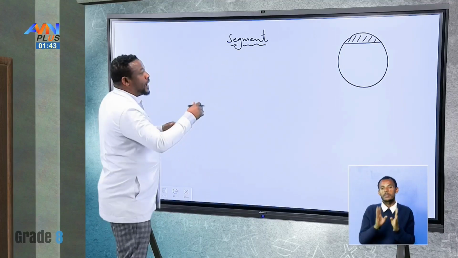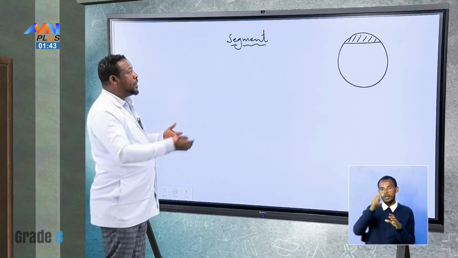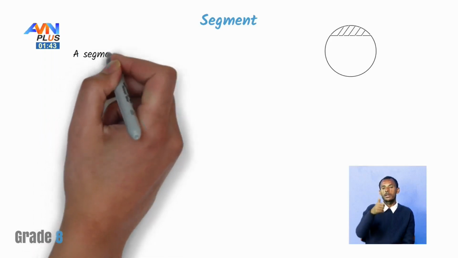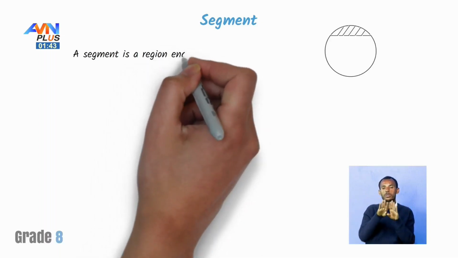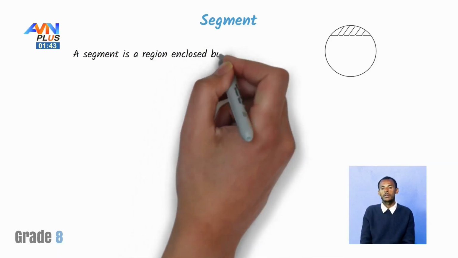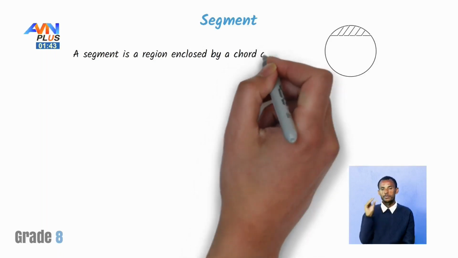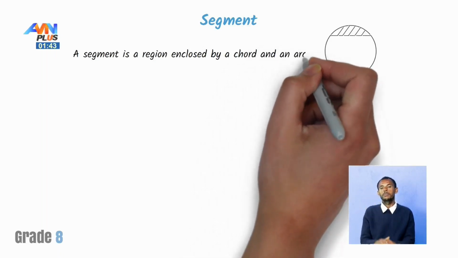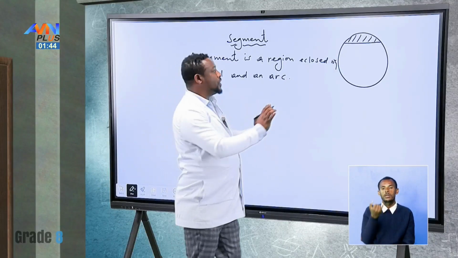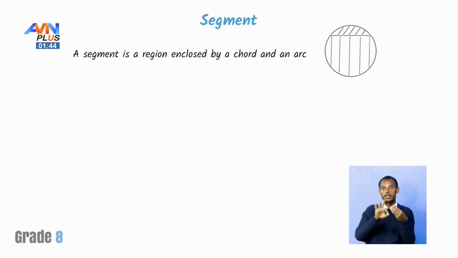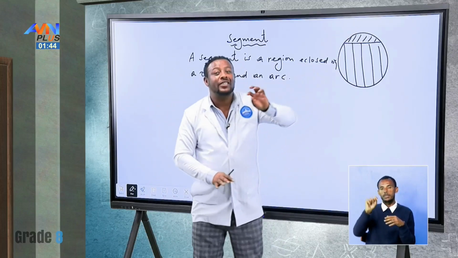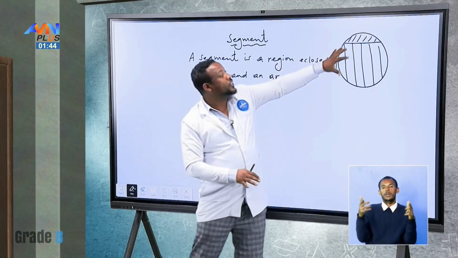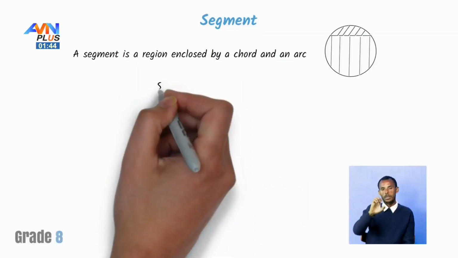So let me put the definition first. Then we classify segment as major and minor. Okay, a segment is a region enclosed by a chord and an arc. Okay, so if you consider this big portion of a circle, this region is also a region enclosed by a chord and a major arc. So you will have two types of segment, okay? The smaller region, which is considered a minor segment, and the bigger region, which is considered a major segment.